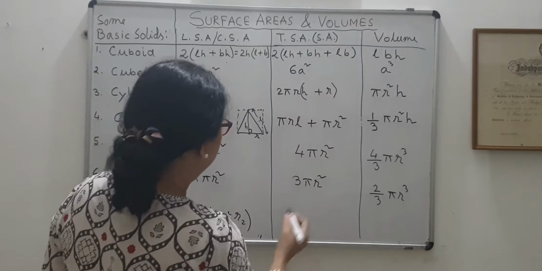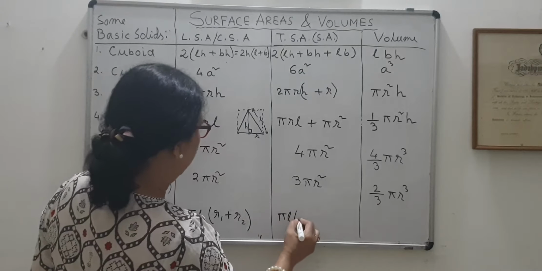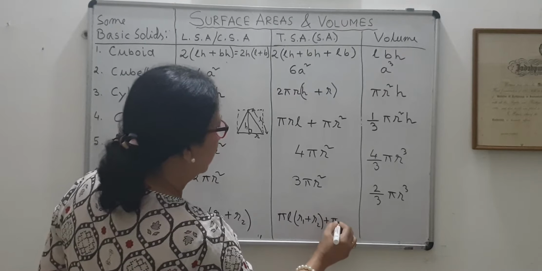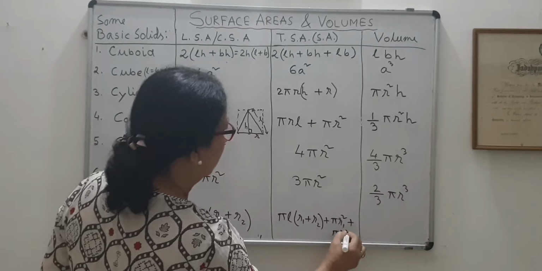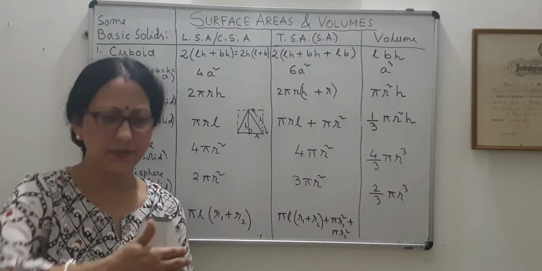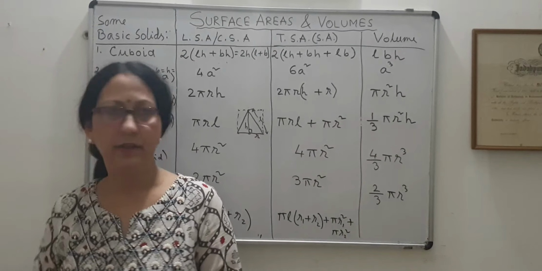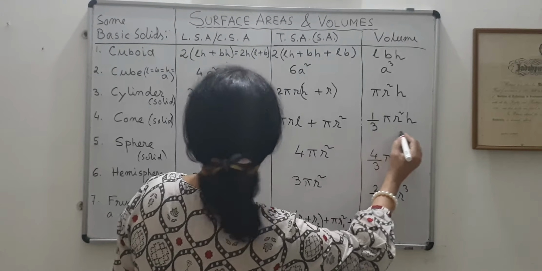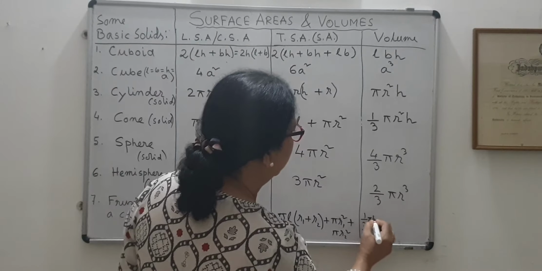And similarly, for the total surface area, it will be this curved surface area plus base area plus top area, in case of solid. This is the curved surface area, then the top area and base area, two circular areas. And lastly, the volume will be like the cone only. This is the volume of a cone, so 1/3 pi h will be there.